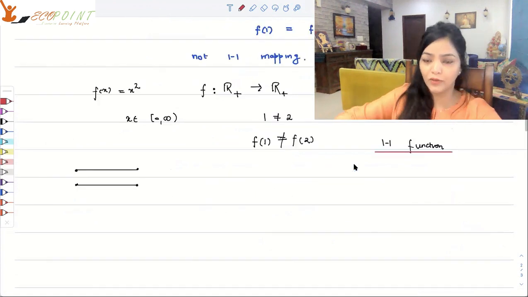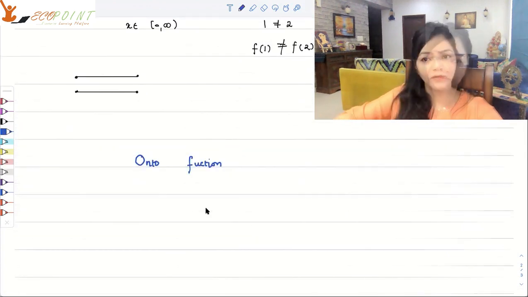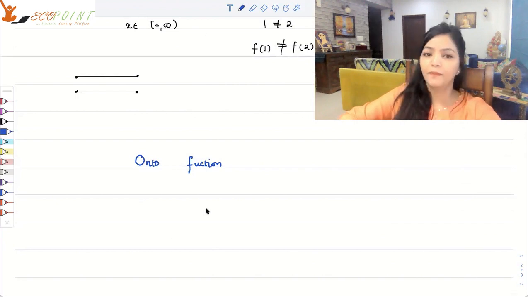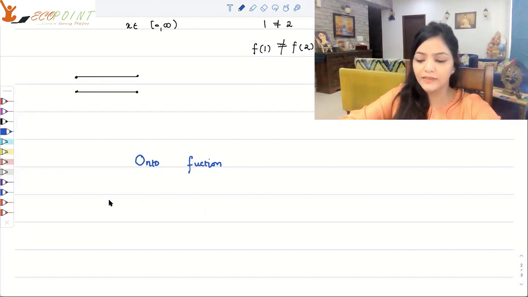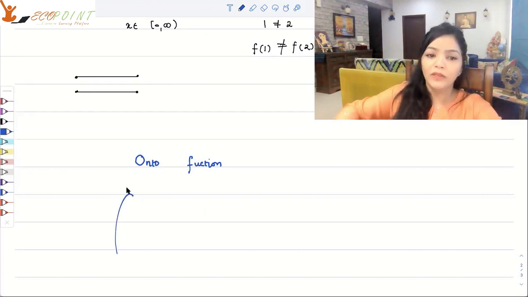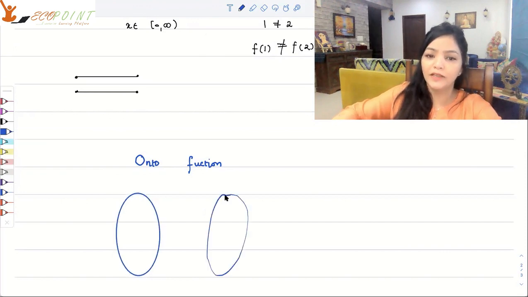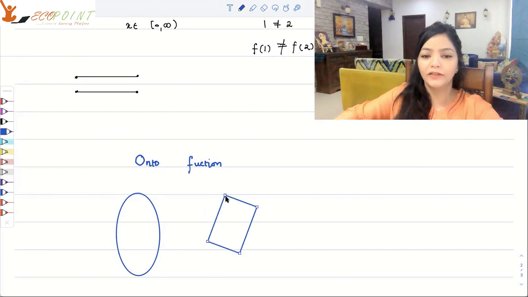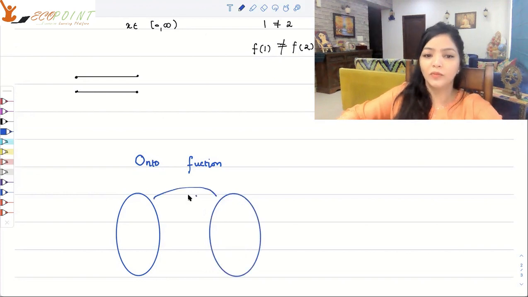Now let's talk about onto mapping, again from the point of view of elements. What is an onto function? An onto function is a sort of restriction on your codomain. When we are looking at an onto function, suppose this is set A, this is set B, and we define a relation from A to B as f. When would f be onto?